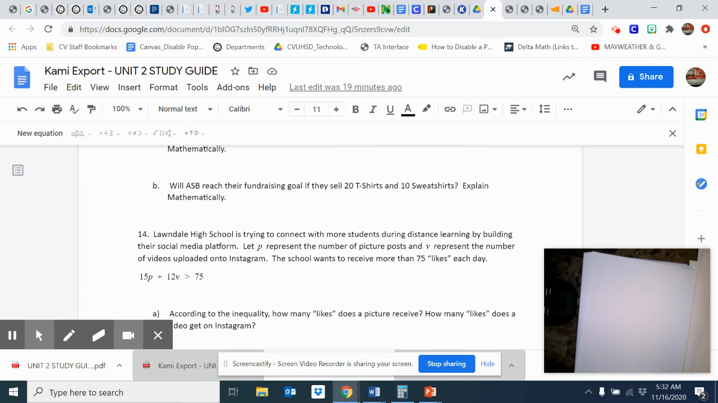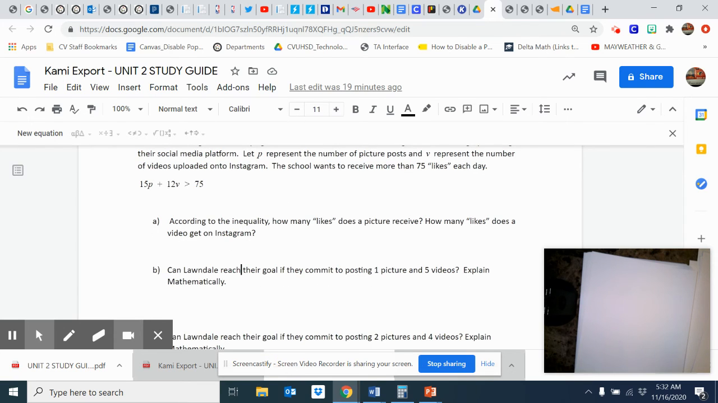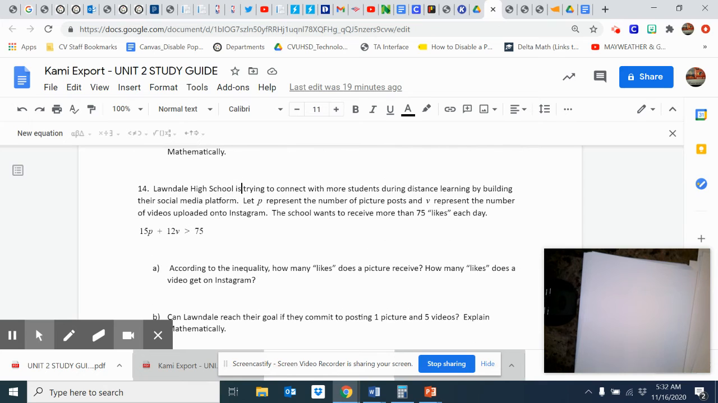Okay, let's keep it going. This is real key, and I will focus in on here so you can understand it. Lawndale High School is trying to connect with more students during distance learning by building their social media platform. Let P represent the number of picture posts and V represent the number of video posts uploaded on Instagram. The school wants to receive more than 75 likes each day, so it's modeled with 15P plus 12V, 15 likes for pictures, 12 likes for videos.